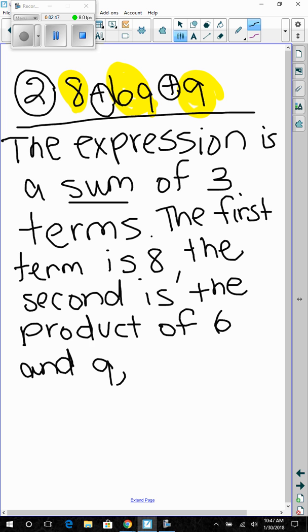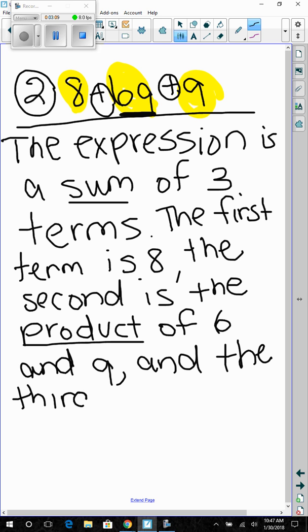And we get this word product from multiplying, because we know when we have 2 terms right next to each other, we multiply them. And the third term is q. So that's the expression.